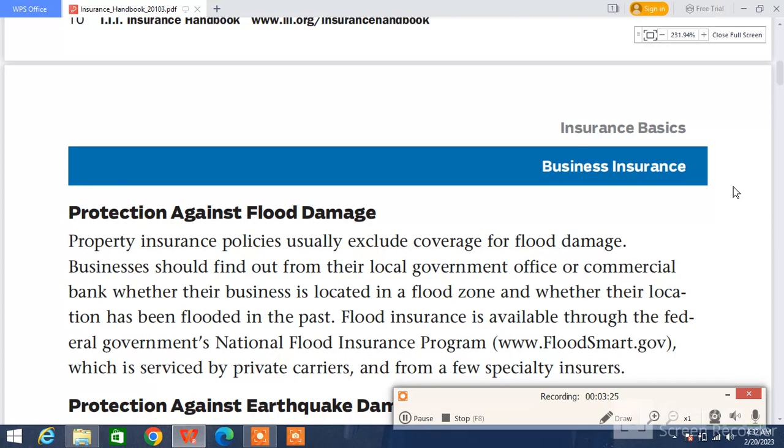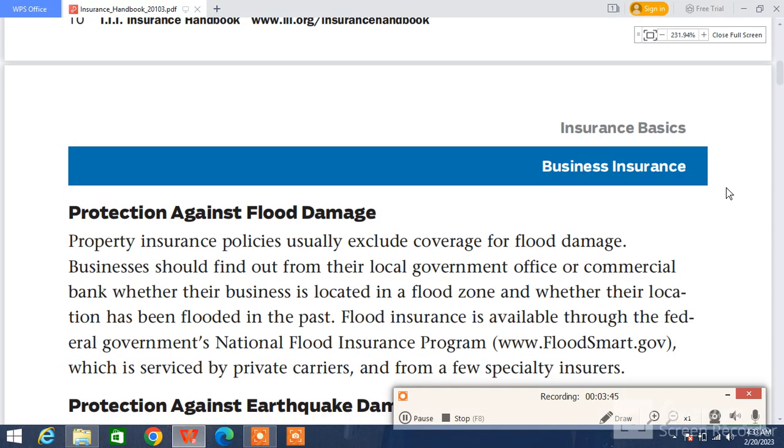as this is already mentioned in the policy. Businesses should find out from their local government office or commercial bank whether their business is located in a flood zone and whether their location has been flooded in the past.